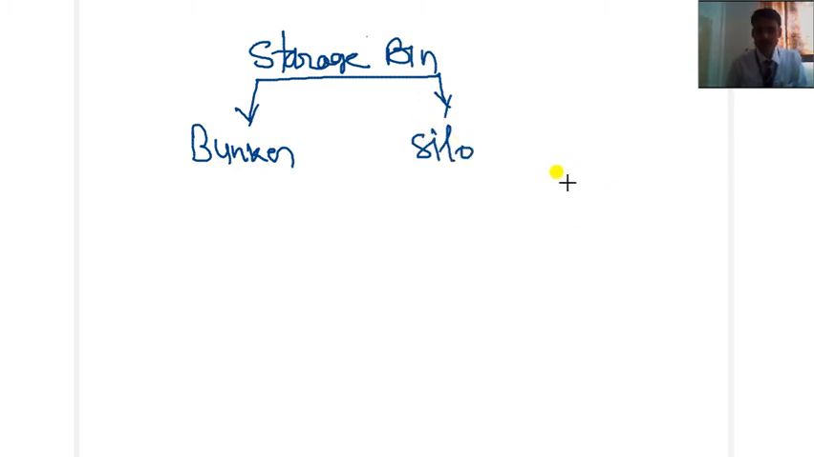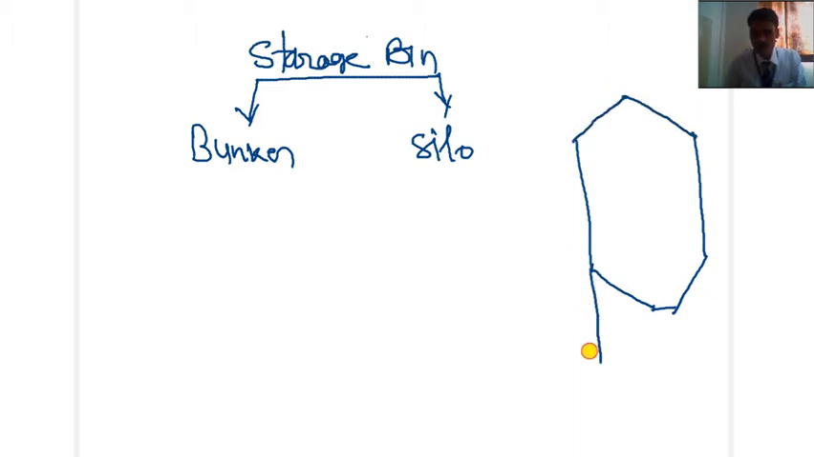If we talk about the basic structure of a storage bin, that is the basic type of structure of a storage bin. If we talk about the components, there are five main components. First one is side wall, second one is hopper bottom, third one is edge beam. Here the edge beam is provided. Fourth one is column, and fifth one is footing. So they are the basic components of a storage bin.